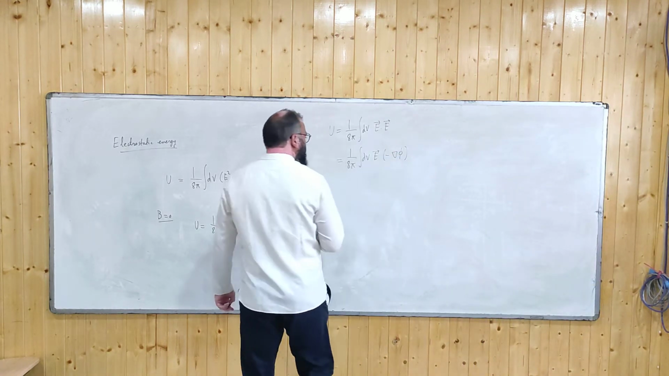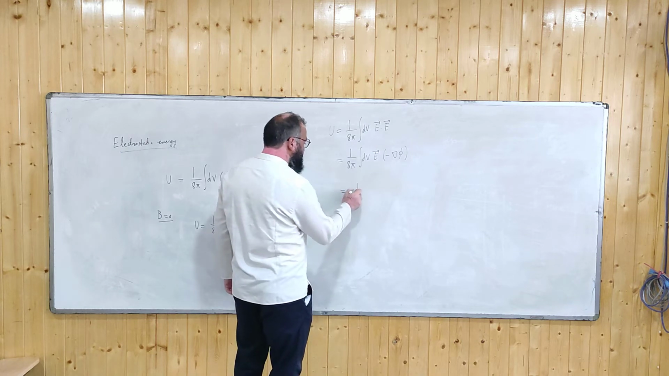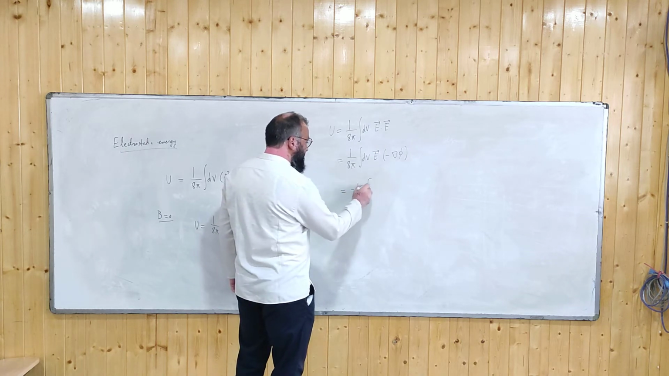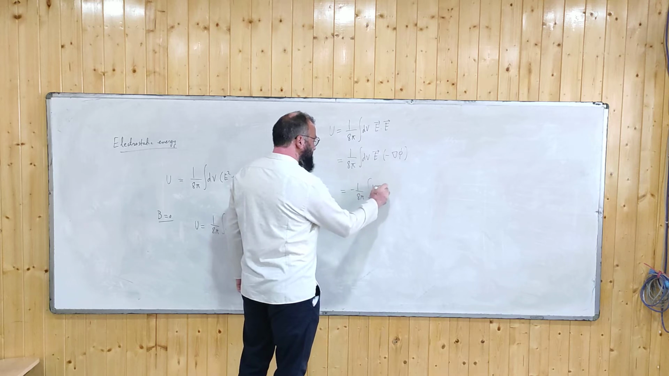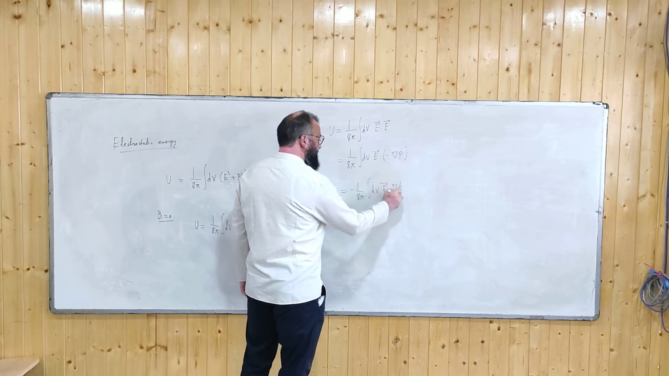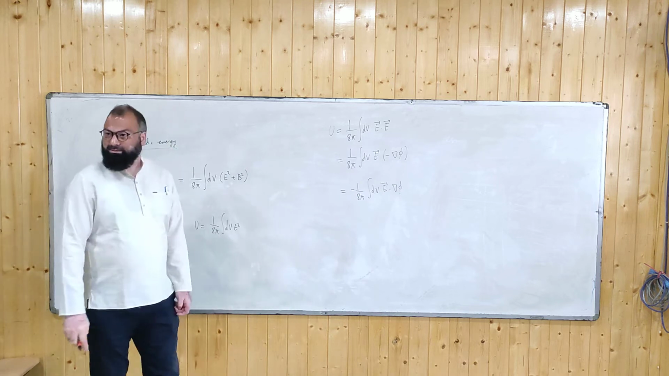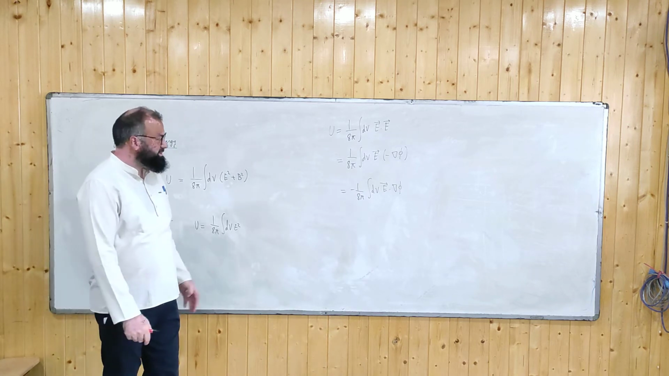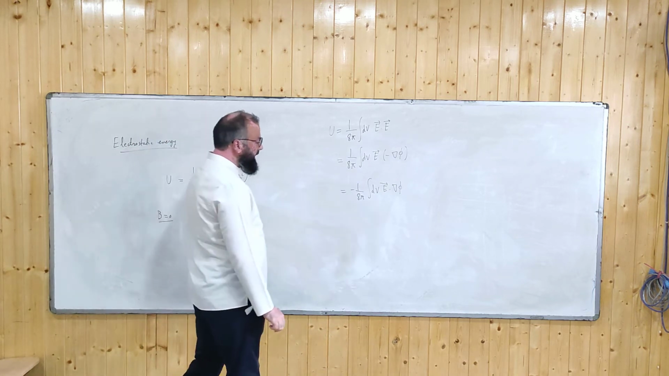So you can write it in this way. How much is that? 1 by 8 pi integral dV, so it is E dot del phi, with a minus sign. So it's a simple form, just rewriting the formula.